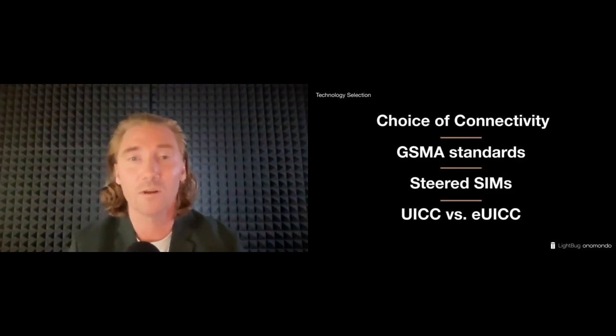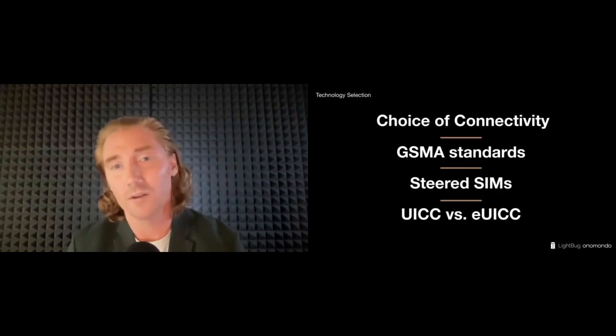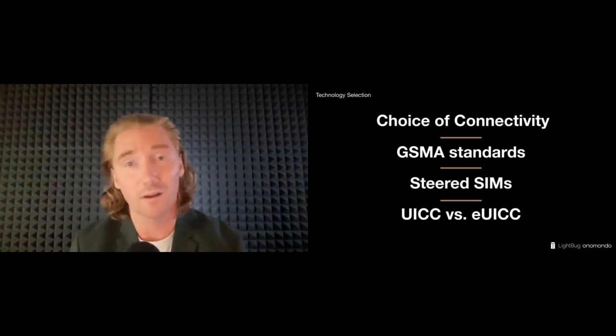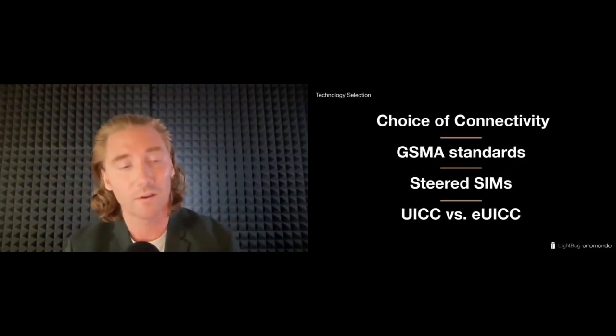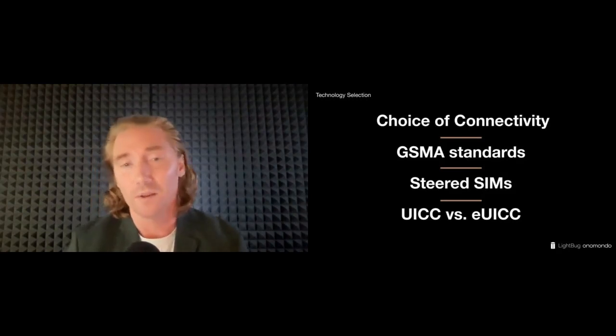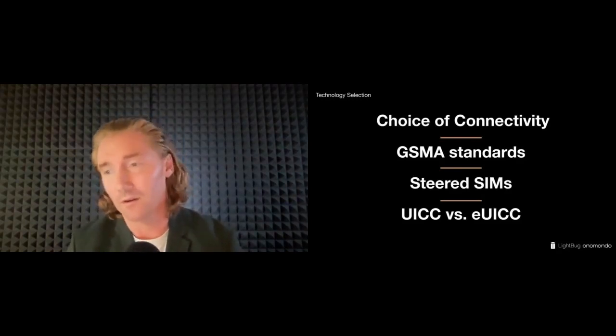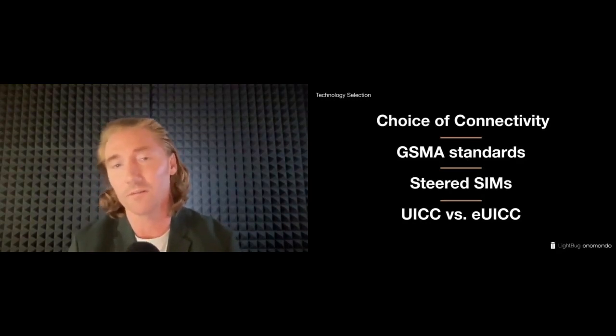I think that also leads the way into a few of the last topics on this slide, which are steered SIMs and the UICC versus eUICC solution. In our realm, there's a lot of talk about the amount of networks that you have. You have 300, 500, 700 networks. And we at Onomondo are also putting out marketing saying we have 700 networks. I think one of the very important things is to understand how the technology actually works on the SIM and towards the device itself.